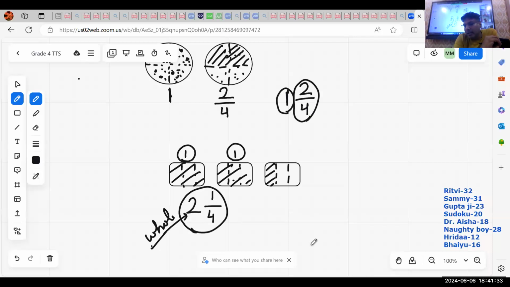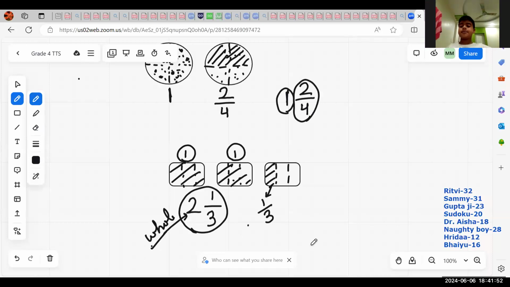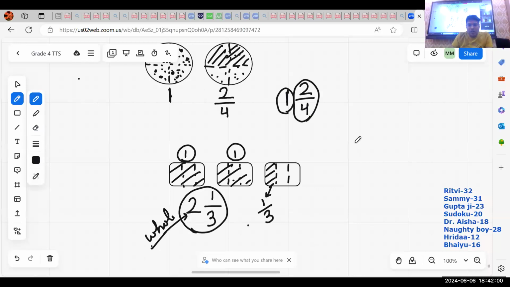Aisha, are you looking at the screen? Yes, sir. Now from the third chocolate I have eaten, oh, this is 3, so this will be 3, sorry. So from the third chocolate I have eaten 1/3. So I have eaten a total of 2 1/3 chocolates. Understood, Aisha? Yes, sir. All right.